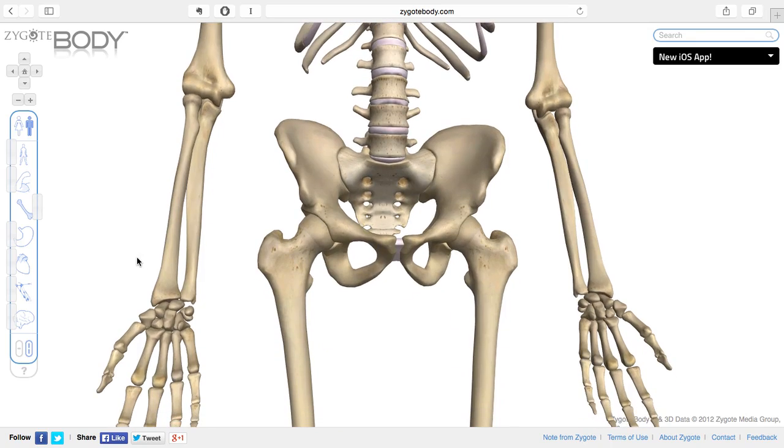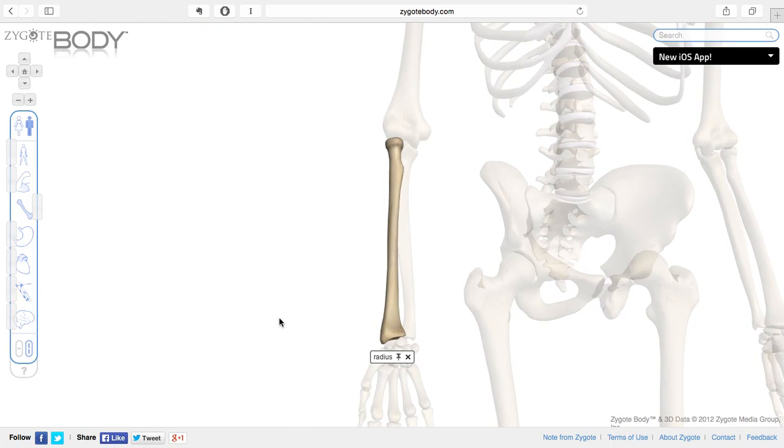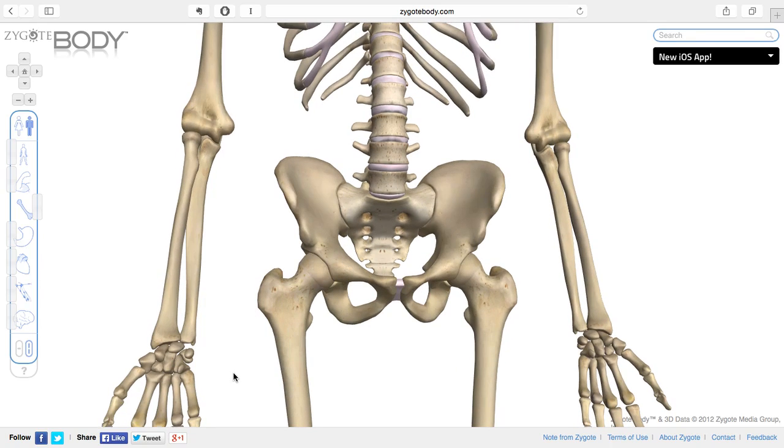Okay. Now the radius is right next to it, and the radius can articulate around the ulna by rotation, external, internal rotation. So the muscles around it actually twist and turn as well.